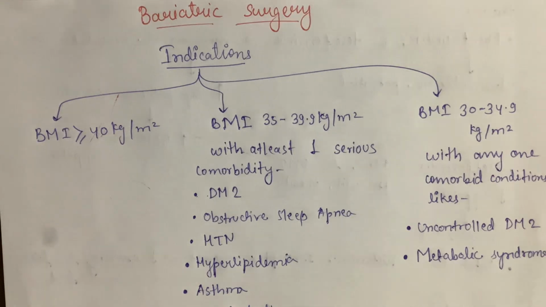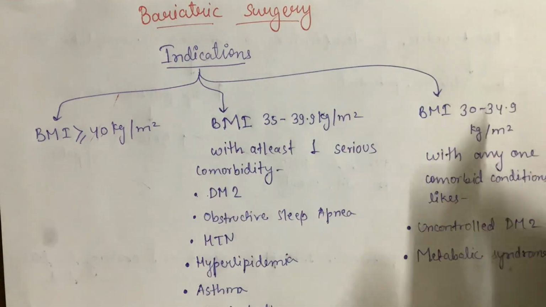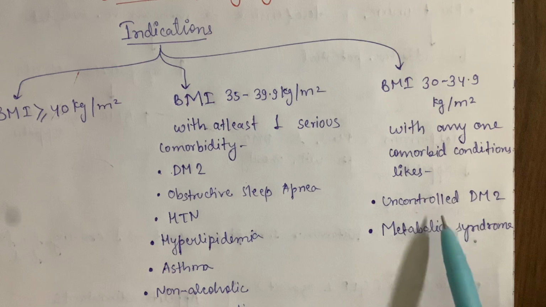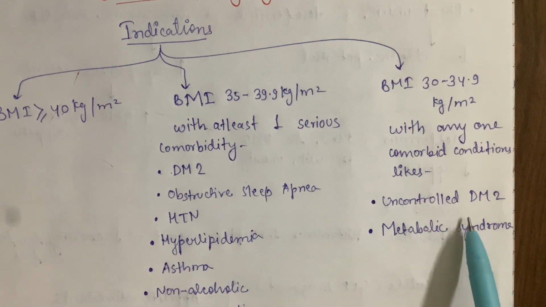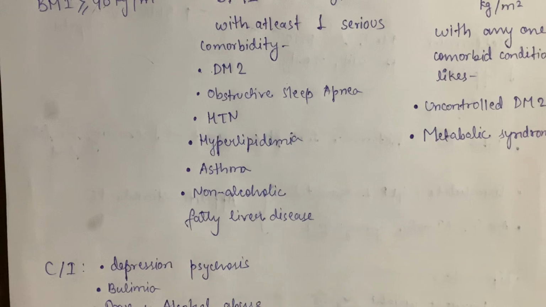Bariatric surgery. The reference is taken from the medicine textbook of Dr. Archit Boloor sir. Indications. Bariatric surgery is indicated depending on the body mass index value of the patient. If BMI of the patient lies between 30 to 34.9 kg per meter square with any one comorbid condition like uncontrolled diabetes mellitus type 2 and metabolic syndrome, then we can go for bariatric surgery.